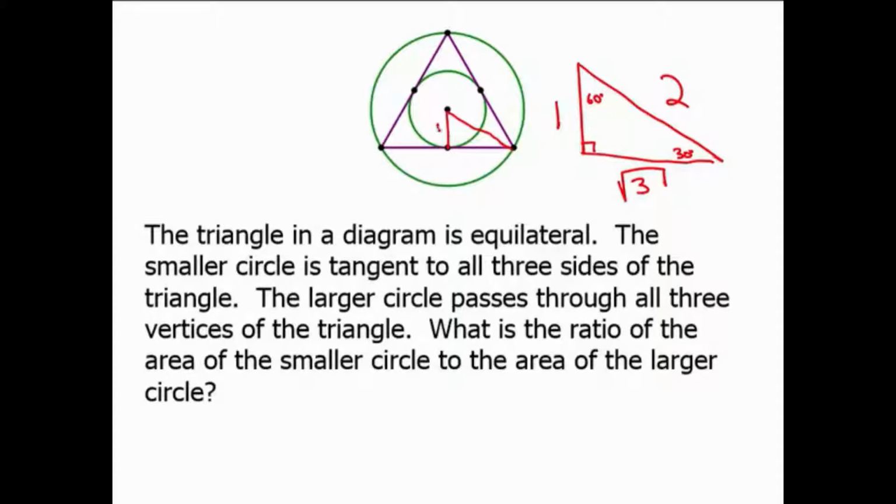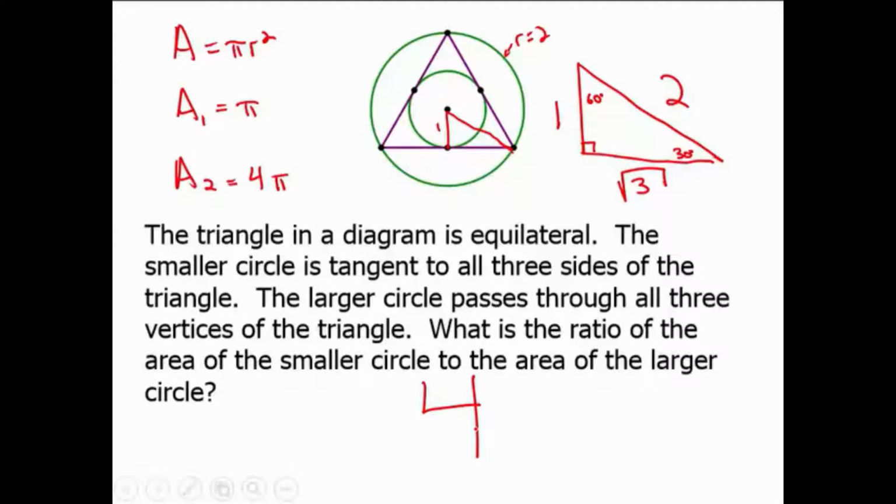And so this side of 1 is the radius of the smaller circle. The slanted side of 2 is the radius of the larger circle. Of course, the area of a circle is pi r squared, Archimedes' amazing formula. The area of the smaller one is pi times 1 squared, or just pi. The area of the larger one is pi times 2 squared, or 4 pi. And the ratio of those, 4 pi divided by pi, is just 4.